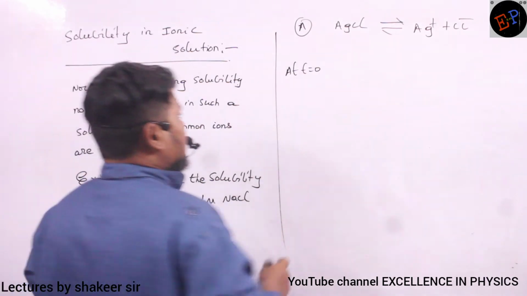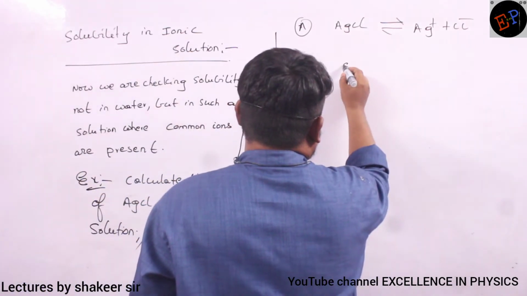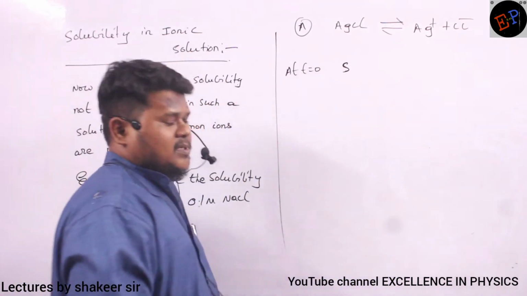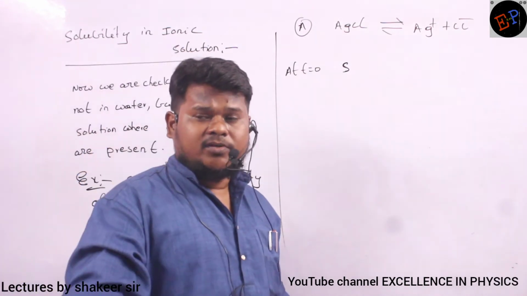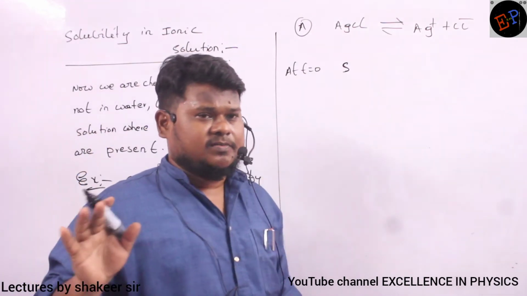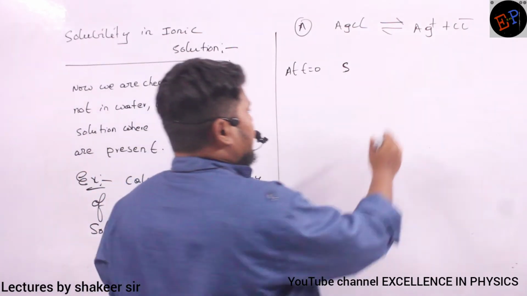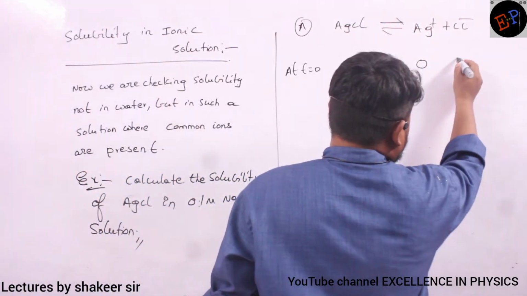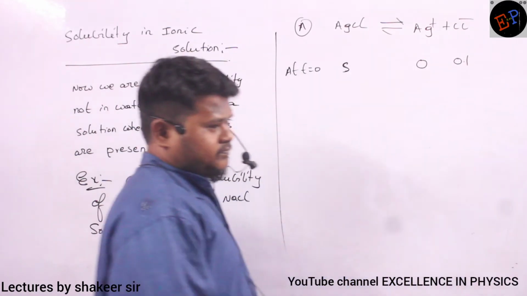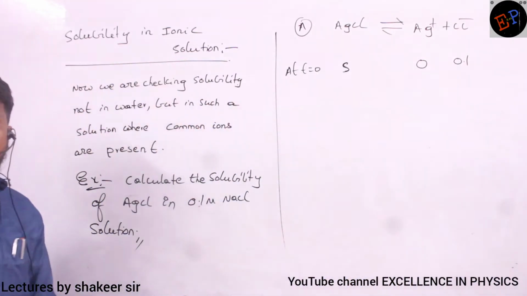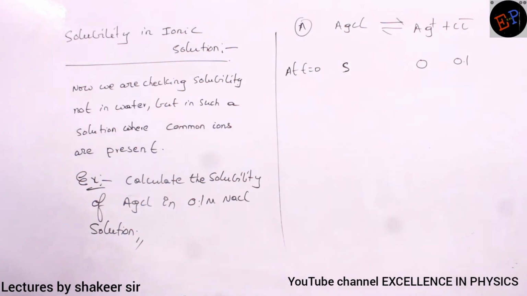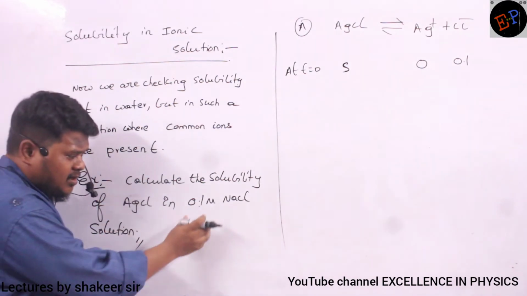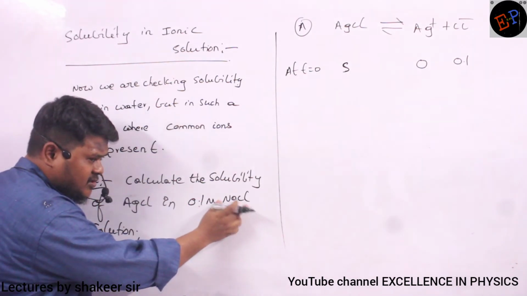Clear? So at t equal to 0, the amount of salt which is ready to dissolve is s. Still it has not dissolved. And Ag plus is how much? 0. Cl minus is how much? Cl minus is 0.1. Why have I taken Cl minus as 0.1? Because in this solution 0.1 mole of NaCl is already present.